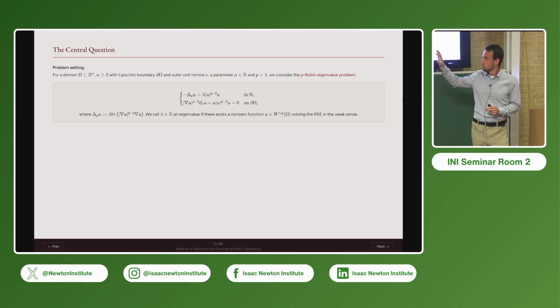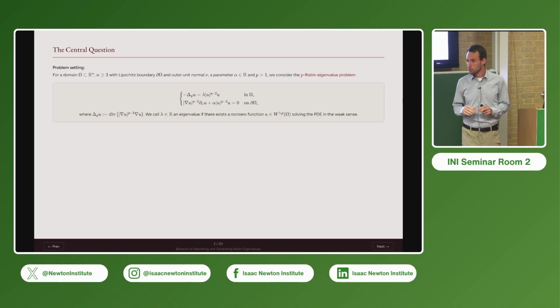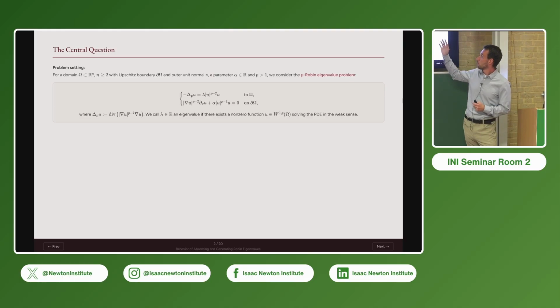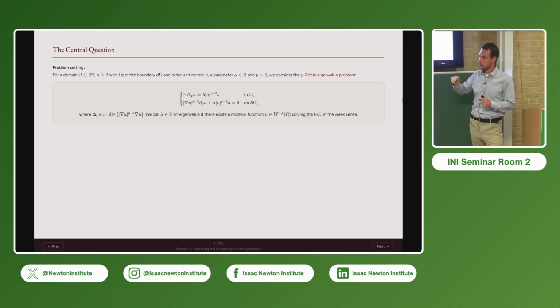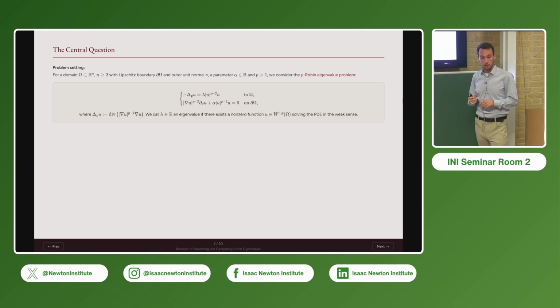Suppose you have a domain omega, which is a subset of R^n, where n is at least 2. The boundary of omega is Lipschitz continuous, and we denote the unit normal, which points out of the domain omega, by nu. We have a real number alpha, which could be positive or negative or 0, it doesn't matter, and a p which is greater than 1. Then we consider the following PDE, where minus the P-Laplacian of u equals lambda times the magnitude of u raised to the power of p minus 2 times u inside of our domain.